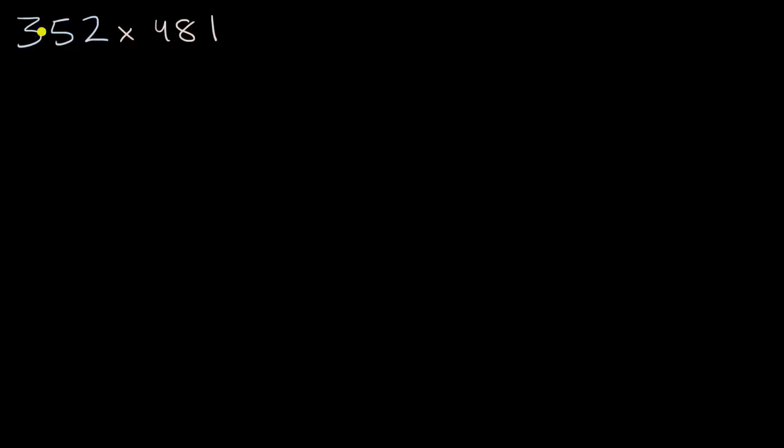So first, let's just appreciate that 352 can be rewritten as 300 plus 50 plus 2, or we could think of it as 2 plus 50 plus 300. You add these three numbers together, you're going to have 352. And same idea, 481, that's 4 hundreds, plus 8 tens, which is 80, so plus 80, and then we have 1, so plus 1.